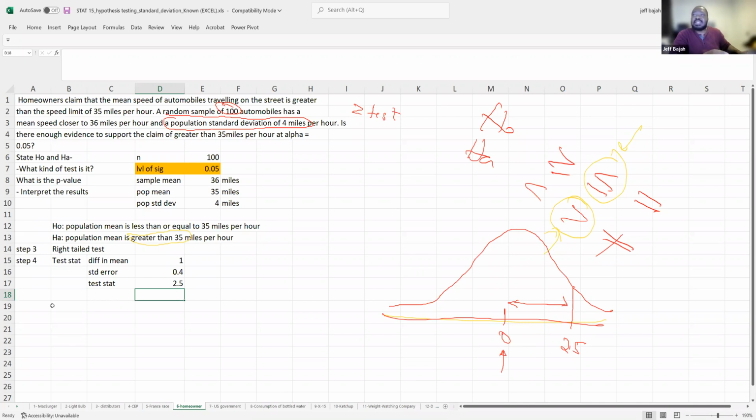So now that we found our test stat, step 5, we can do one of two methods. We can do our p-value. Our p-value is going to be equal to the norm distribution. We do our 2.5, we do our 0, we do our 1, we do our 2. But this will give us only the left side, and this is a right-tail test, right? So we remember, you always do your 1 minus. And this is the result you get for p-value. And you can see this is less than your level of significance.